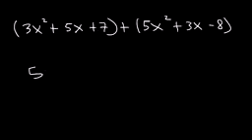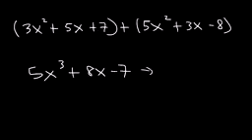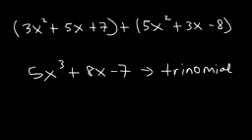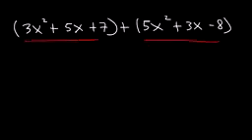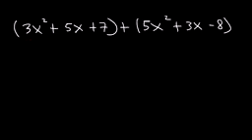The expression 5x cubed plus 8x minus 7 is a trinomial, because there's three terms. And if you have many terms, you can call it a polynomial. Poly means many. So in this example, we're adding two trinomials. So what we need to do is add like terms.